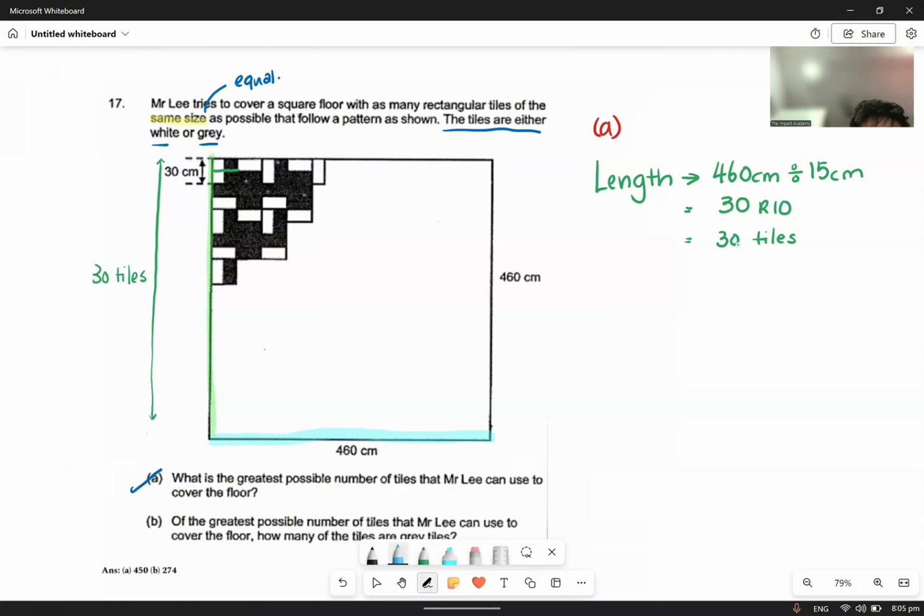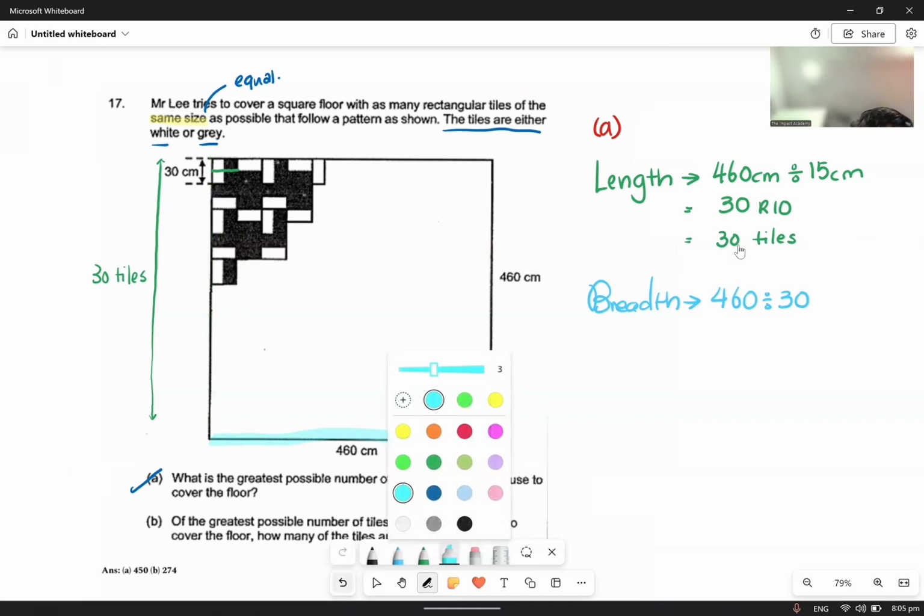So that is, well, you can call it breadth or whatever you want to call it. The other length also can, but I'm just going to call it breadth for simplicity's sake. I will do 460 divided by 30 right now instead of 15. Why? Because when I do horizontally, you realize that it's always 30, then 30, then 30, and so on. Am I making sense? Can you understand? Yes.